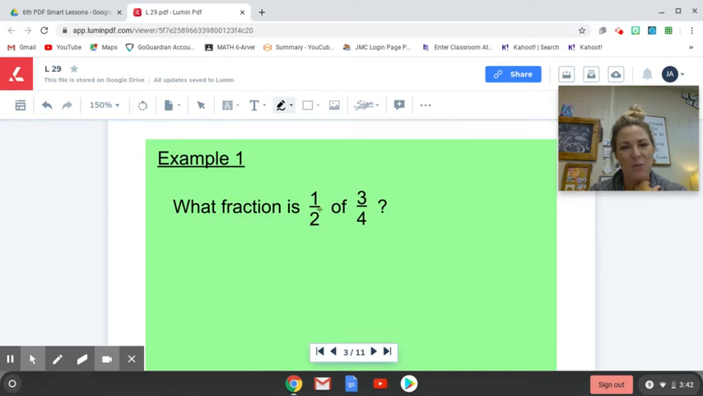What fraction is 1/2 of 3/4? Please remember, the word of means to multiply. So what is 1/2 times 3/4, or of 3/4? Please pause your video, give this a try, and unpause when you're ready to check your work.